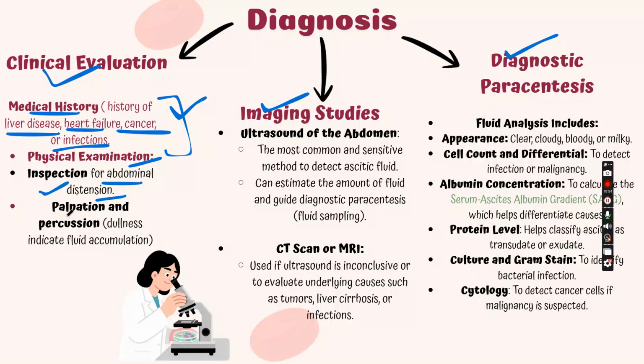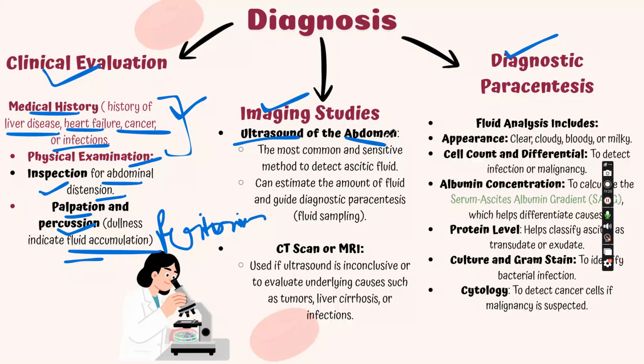Okay. Next, there is palpation and percussion. During palpation and percussion, we'll hear a dullness during these two actions, and it will indicate that the patient has fluid accumulation in the peritoneum. Okay, so next is imaging studies. In imaging studies, we'll do ultrasound of the abdomen.